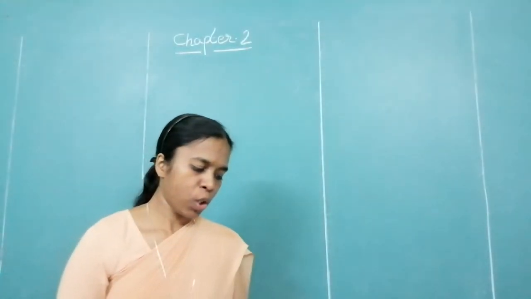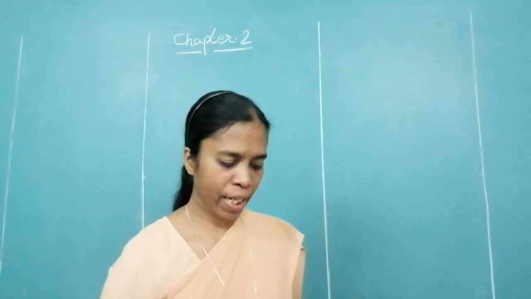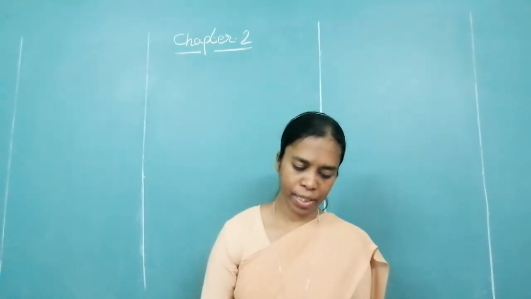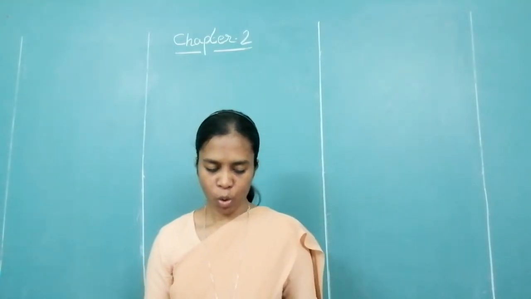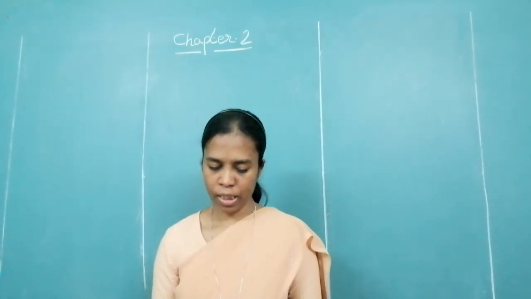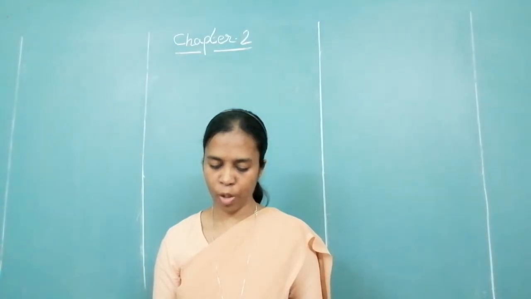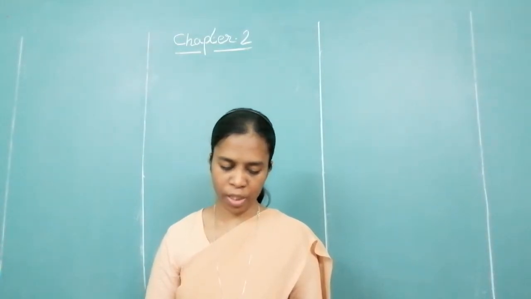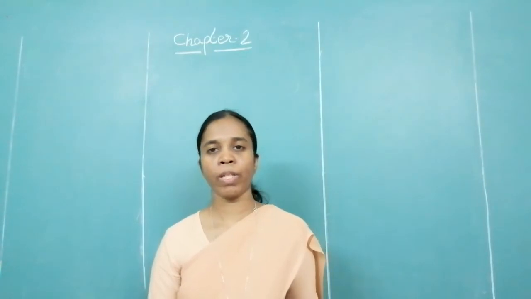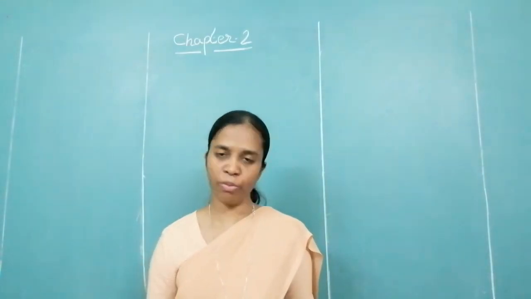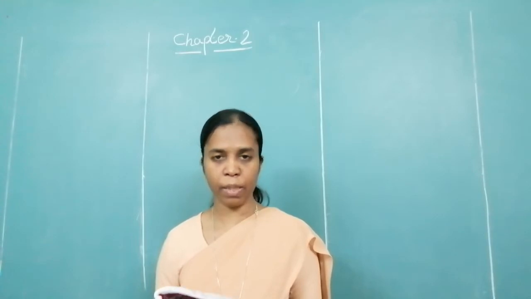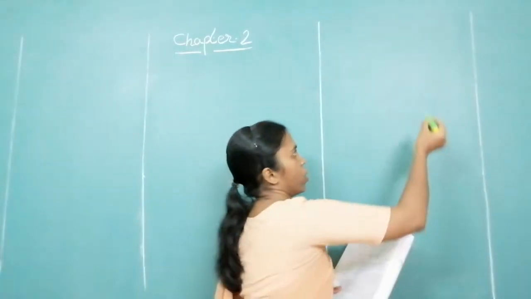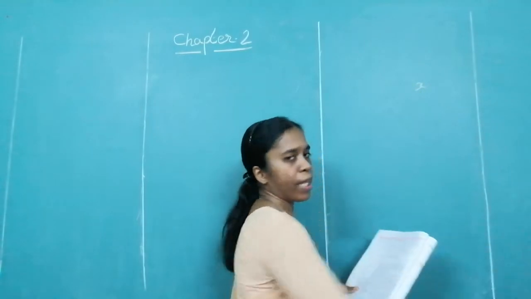Next one. Suyash scored 10 marks more in the second test than in the first. 5 times the score of the second test is the same as the square of the score in the first test. Find the score in the first test. What are we supposed to find out? Find the score in the first test. So let the score in the first test be x.